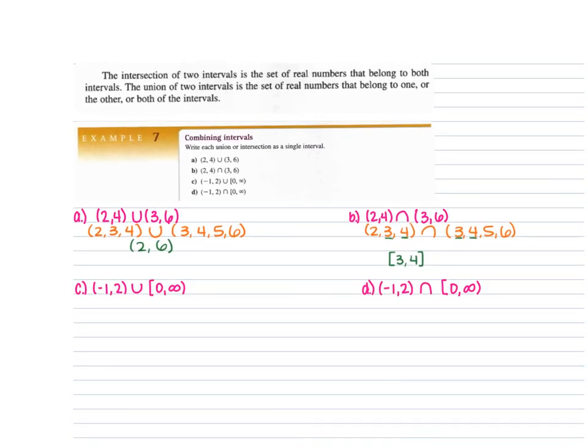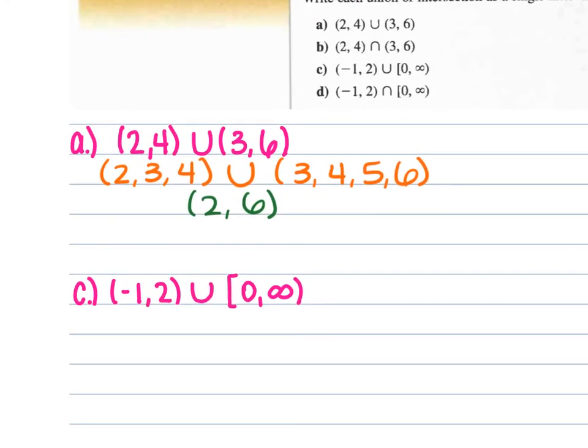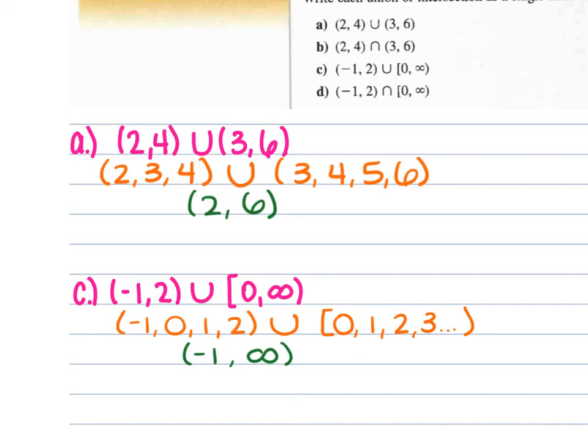For C, we have the numbers between -1 and 2 with a union of 0 to infinity. So this is -1, 0, 1, 2 with a union of 0, 1, 2, 3 all the way to infinity. So what are the numbers that are included in all of this? We have the 0 all the way to infinity, but it's all of them, so it's -1 to infinity, and that would be our answer.